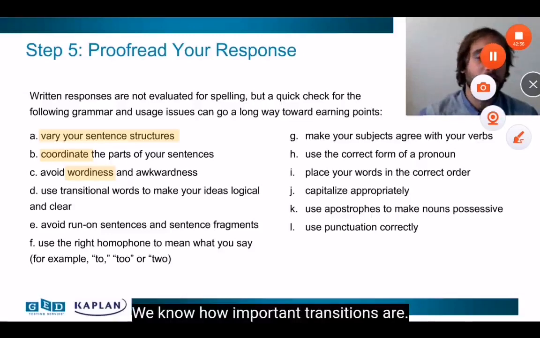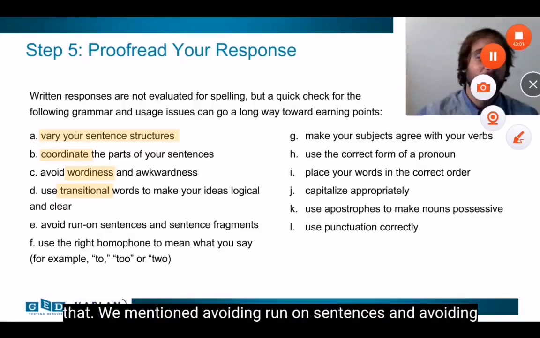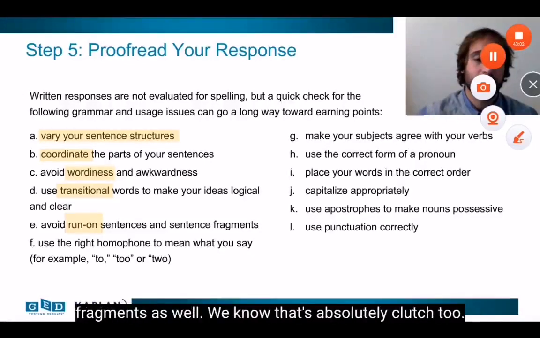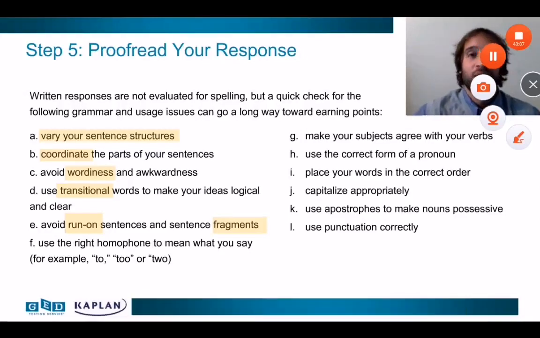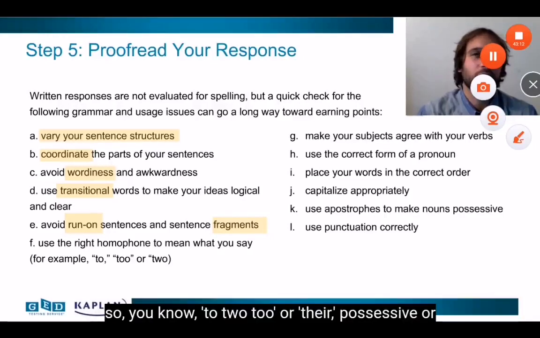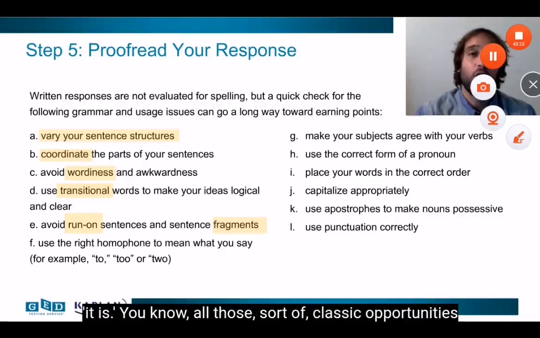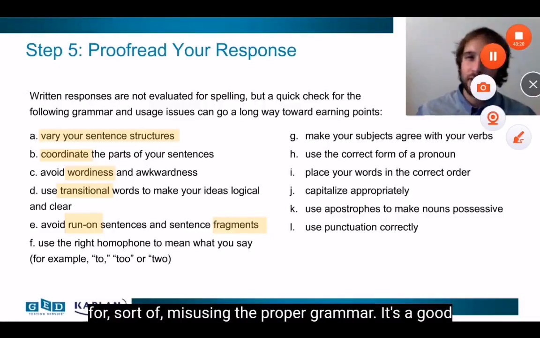We know how important transitions are. We've heard that a couple times now. We mentioned avoiding run-on sentences and avoiding fragments as well. We know that's absolutely clutch too. One thing is to have your classic homophones memorized. So, to, or their, possessive, or they are, right? It's and it's possessive versus it is. All those classic opportunities for misusing the proper grammar.